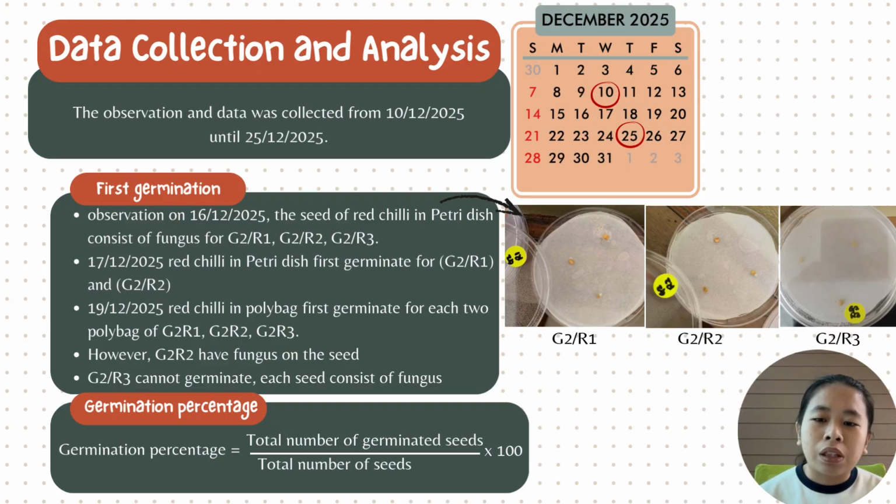On December 19, 2025, the red chili in the polybag shows the first germination for each of the polybags, such as G2R1, G2R2, and also G2R3. However, the G2R2 has fungus on the seed in the petri dish. The G2R3 shows that it cannot germinate. Each seed consists of fungus, while for the germination percentage, we use the formula below.